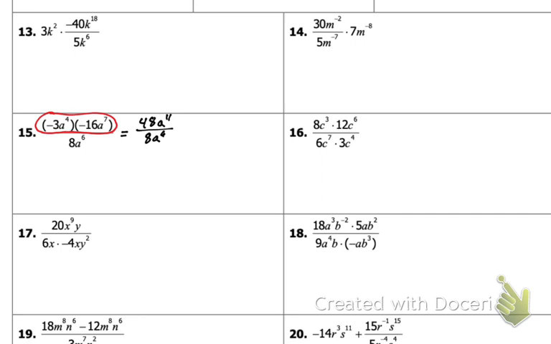Does the question become a multiplication problem as soon as it becomes not negative? Well, it was a multiplication problem because the top was multiplying. And when you do multiplication, you multiply your numbers, and then you multiply your bases.